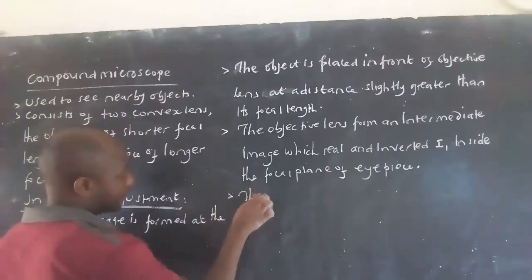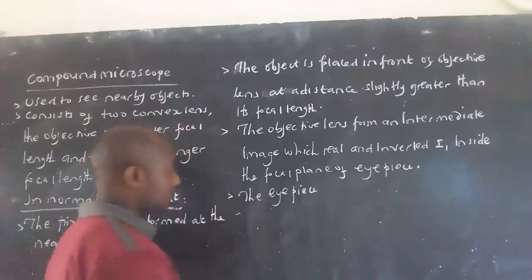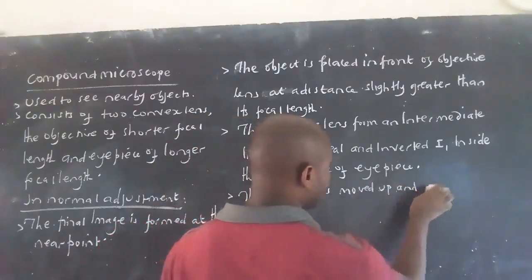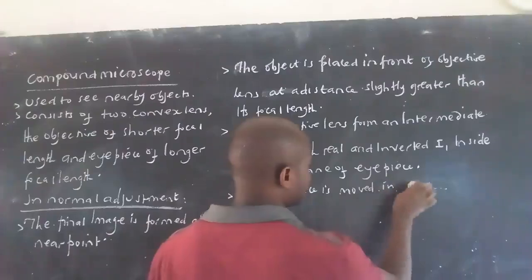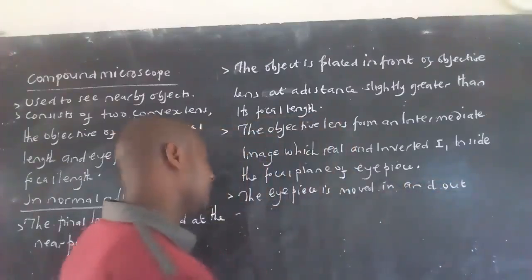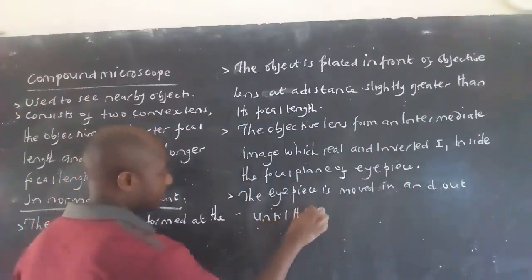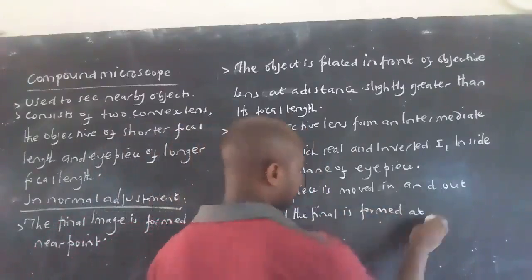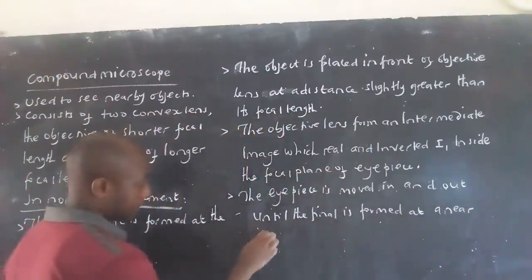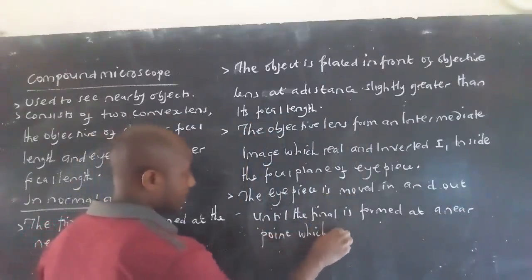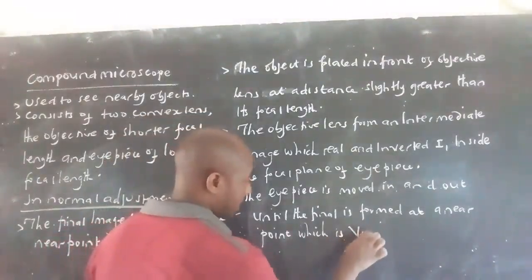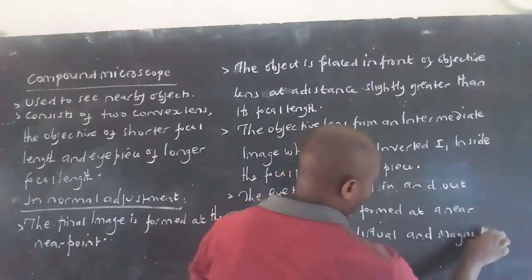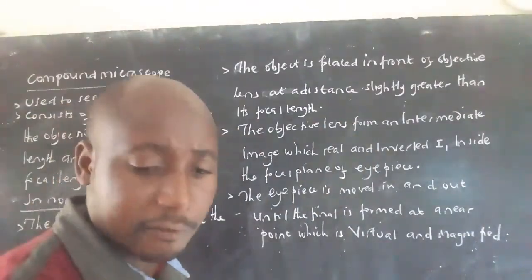Next, the eyepiece is moved up and down, or in and out, until the final image is formed at a near point, which is virtual and magnified. So there they give you 3 marks for explaining, then 2 marks for the diagram.